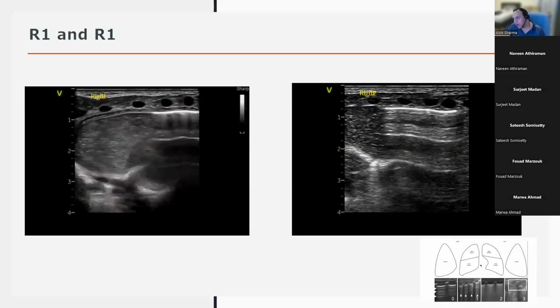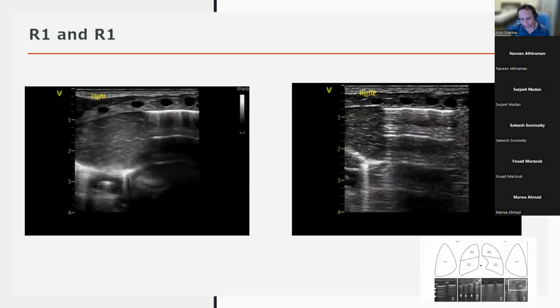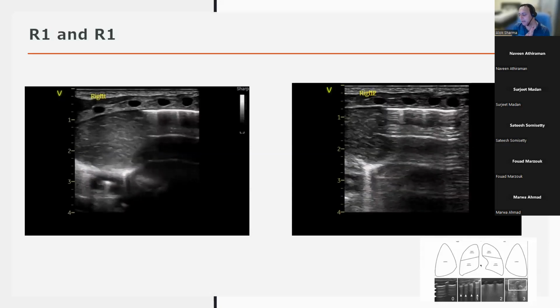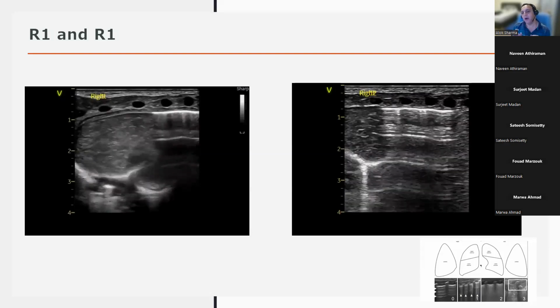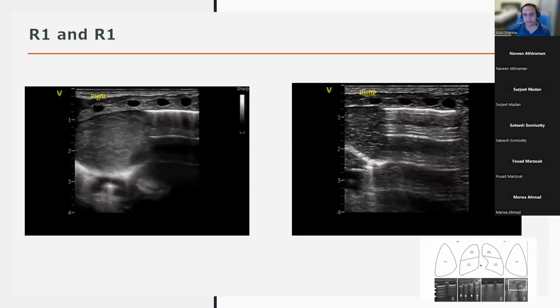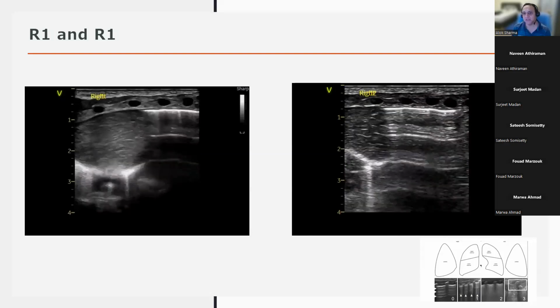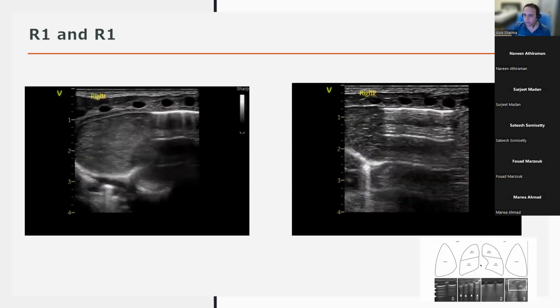Very good. So this is beautiful. Marwa, my absolute compliments. If you can't find anything in the anterolateral region that explains this, you have to do a comprehensive scan. You have to look at all other regions.